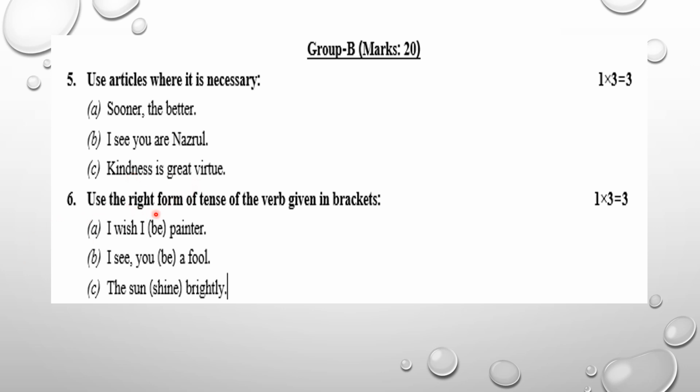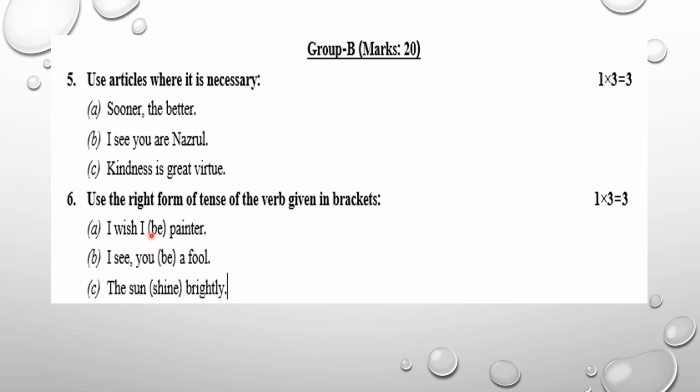Question number C. Use the right form of tense of the verb given in brackets. This is called right form of verb, and for this session you have to know the tense, classification of tense, and by following the tense you have to write the correct form of verbs. And in bracket we can see a verb be here, b number be, c number shine, and these are verbs, and you have to put the correct form of this verb.